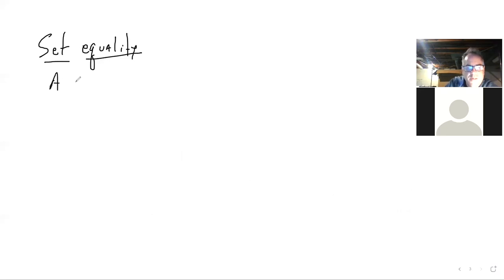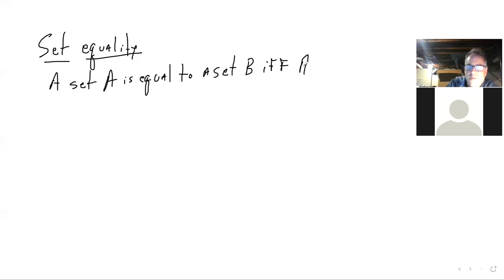So we're going to say a set A is equal to a set B if and only if A is a subset of B and B is a subset of A. If 2 sets are subsets of each other, the only way that could happen is they are identical. They share exactly the same elements. All right.